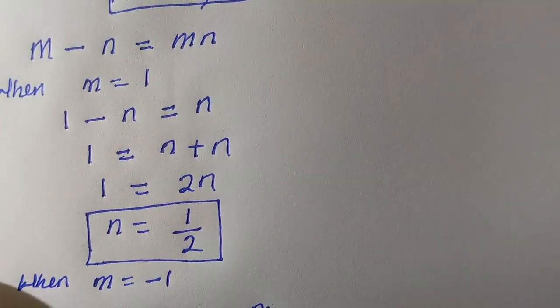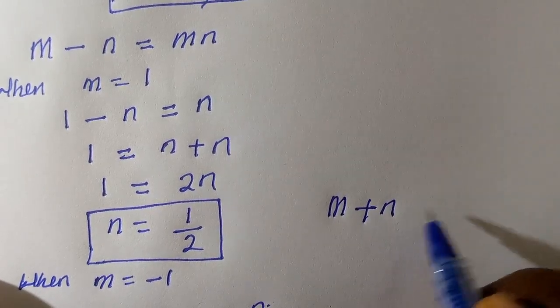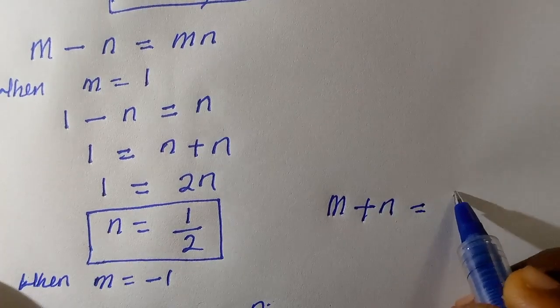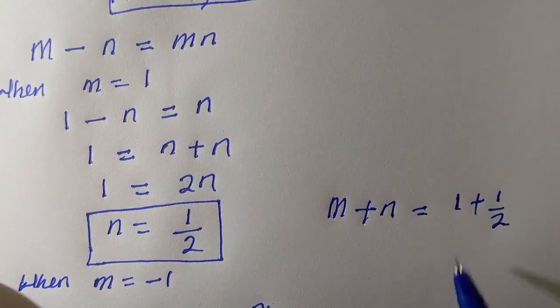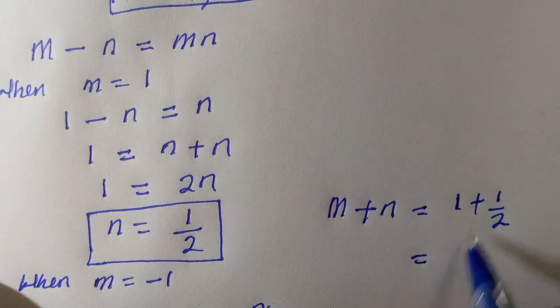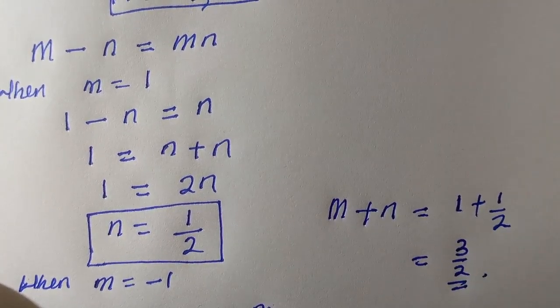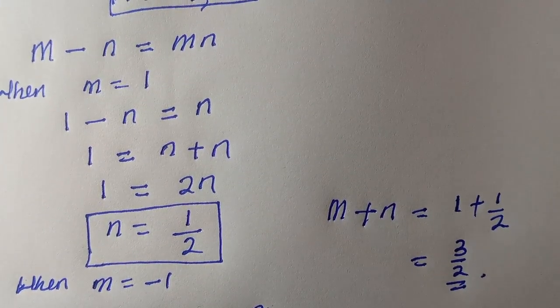And what we are asked to calculate is m plus n. So for the value of m plus n, just plug it in, which equals m is 1 plus n is 1 divided by 2. So 1 plus 1 over 2 gives 3 divided by 2. And here is the result. And as usual, we are done.